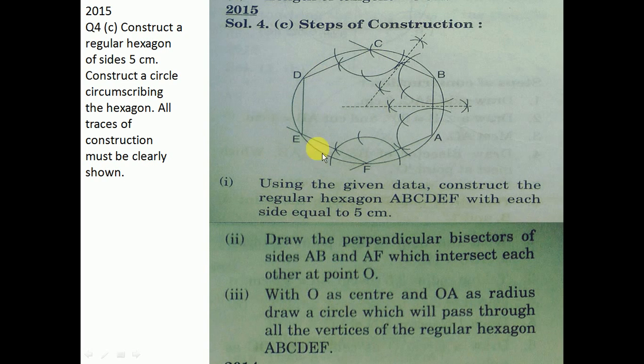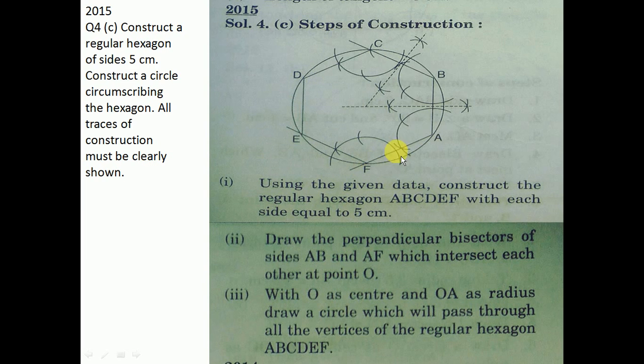Since it is a regular hexagon, it is equidistant from all these 6 points. So keep it as a center, take either C or B as a radius, and draw a circle. The circle will touch all these vertices. Are you getting it?